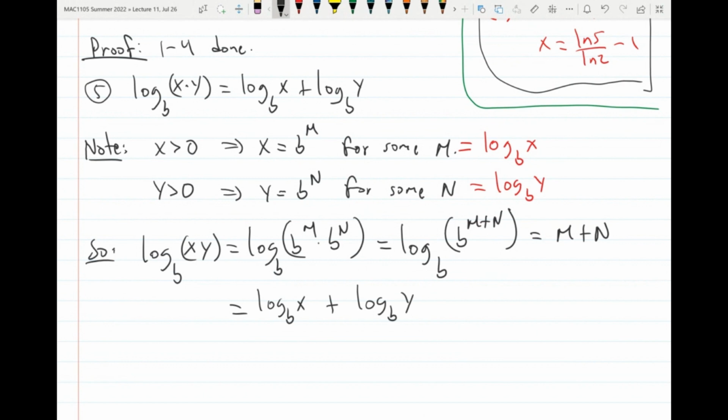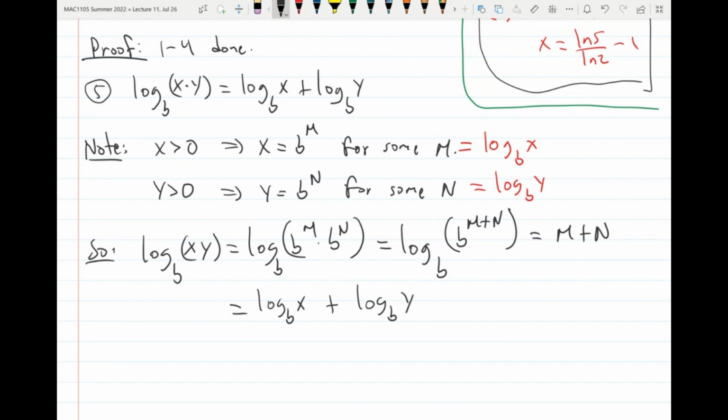So now if you ignore all the in-between steps and just look at the first and the last line, it follows that the log of the product is the sum of the logs. Okay? Questions? So now you play a similar game with number 6. If you want to prove the quotient property, it's exactly the same thing. The only difference is that here you will have b to the m over b to the n, right? Using the property of exponents, what would you have here?